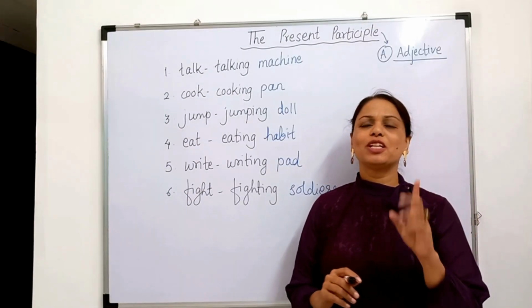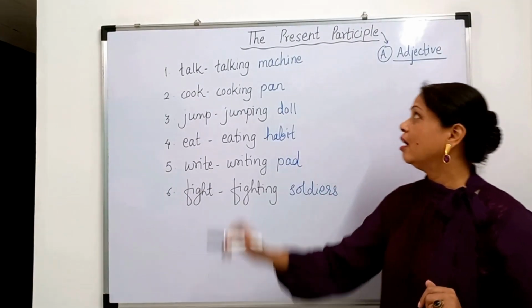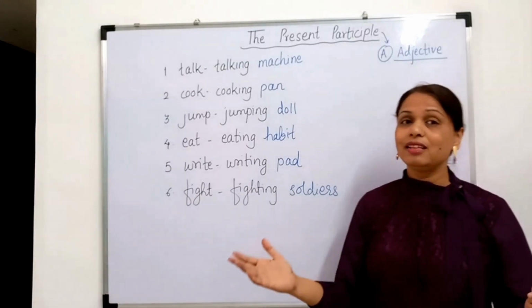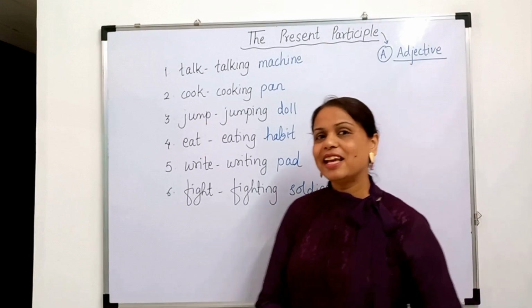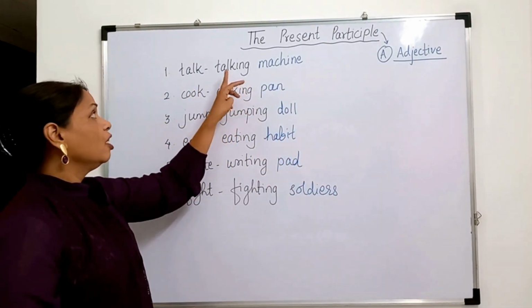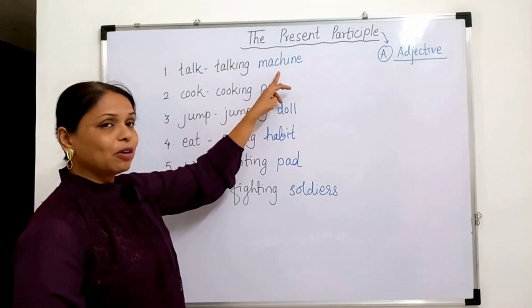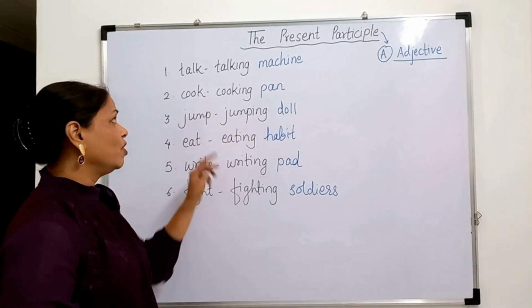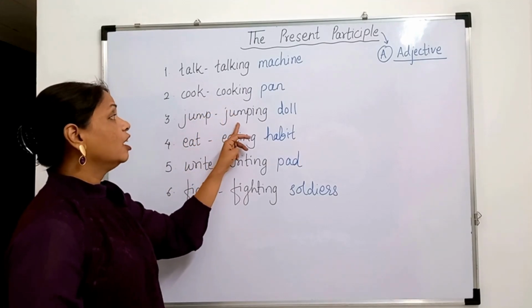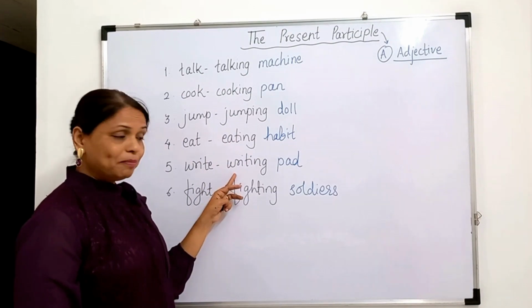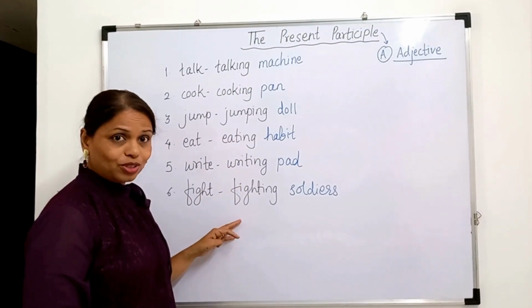Let's see the first usage of the present participle. The present participle is used as an adjective in the language. Let's see the example so it is clear to you. A talking machine. Talking gives more information about the machine. So talking is an adjective. In the same way, a cooking pan, a jumping doll, an eating habit, a writing pad, and the fighting soldiers.